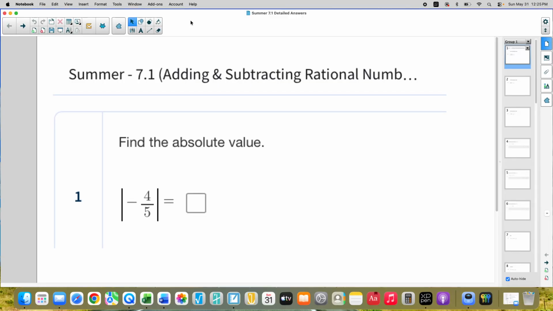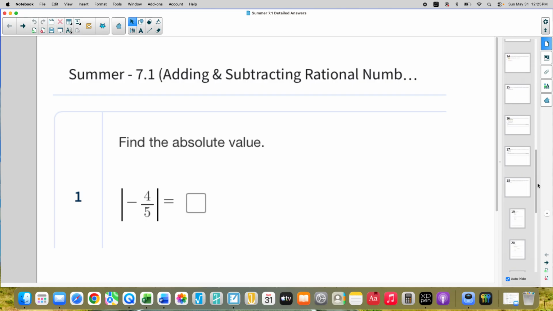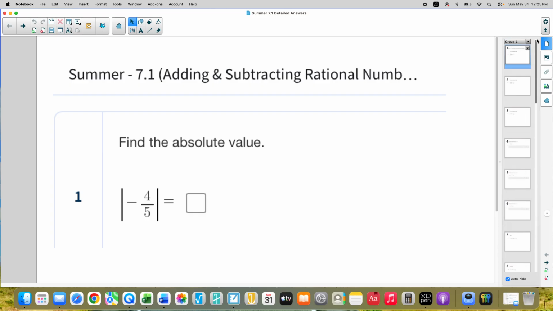Okay, welcome to the first summer assignment, 7.1, adding and subtracting rational numbers. We have, I don't know, how many questions do we have? We have 18 questions here. So let's talk about this first one.